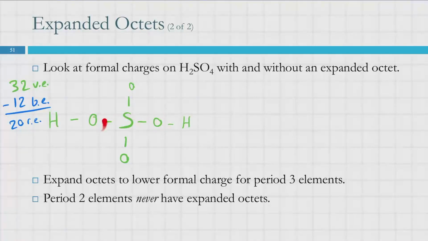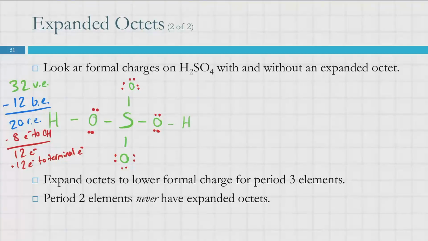These oxygens that already have 2 bonds only want 2 more lone pairs. 2, 4, 6, 8. So we're going to subtract off 8 for those. That leaves us with 12 electrons. And each of our terminal oxygens can take 6. So in this structure, we've placed all of our electrons.